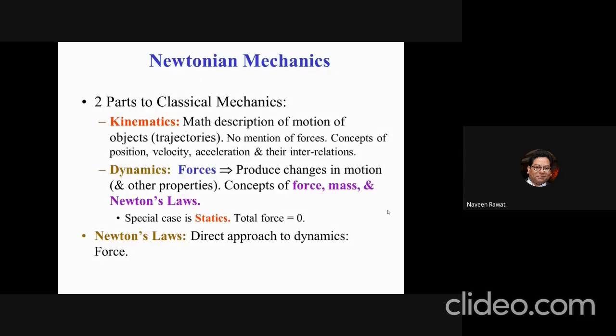You can divide mechanics into two parts: you can either be dealing with kinematics or with dynamics. In kinematics, basically we are looking at the motion of objects, and we are not concerned with the forces. If you remember your kinematics equations, there was no force term in there. There was only position, time, and acceleration, but no mention of what the force is, and we didn't need that.